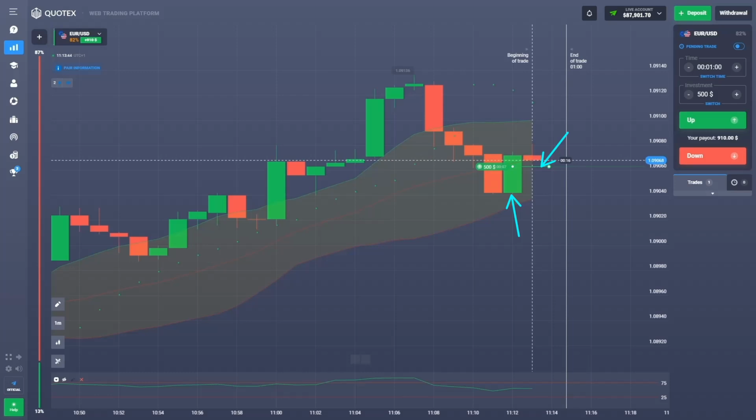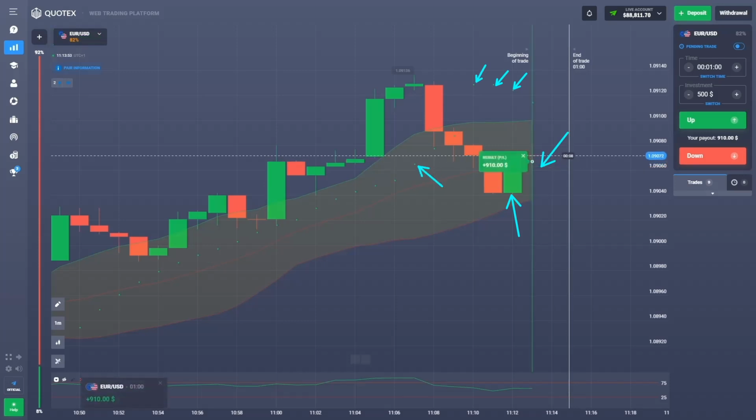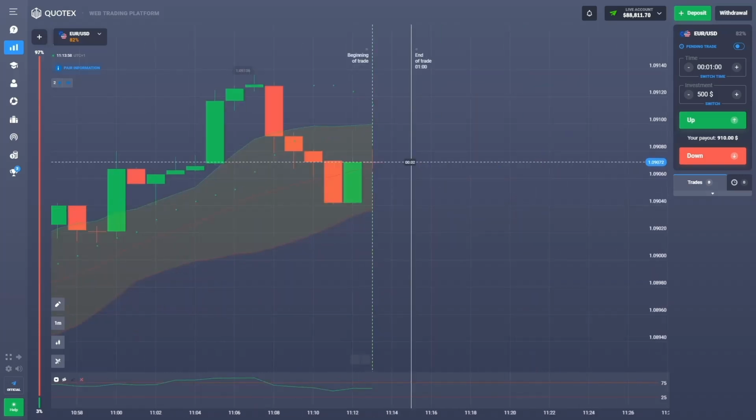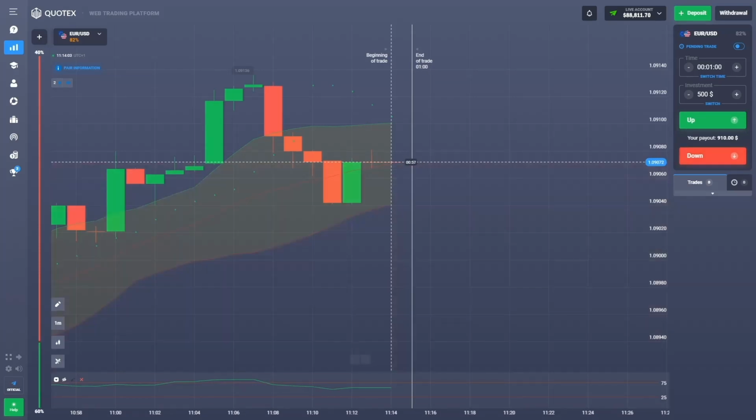All right. As usual, guys, these dots here are called parabolic SAR. You can look it up. Yeah, as predicted. Amazing, beautiful. All right, this one is going down. Yep, as predicted, this one is going down.